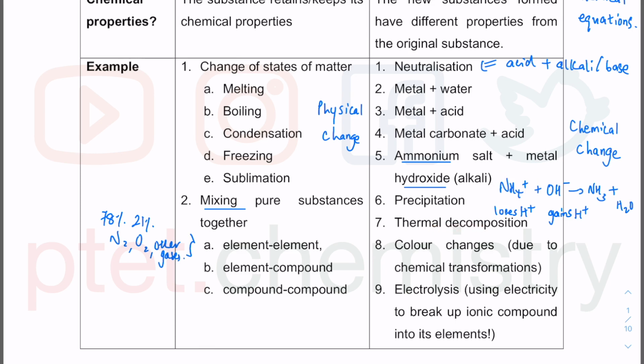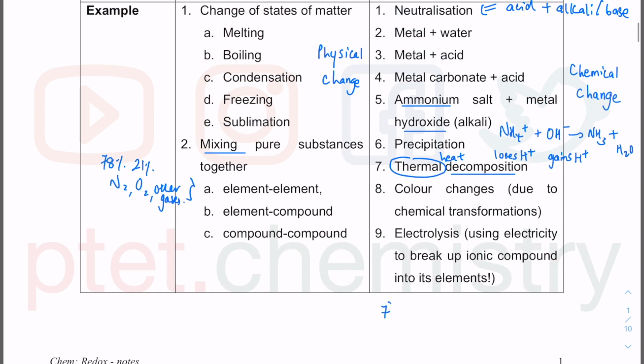Thermal decompositions. Decomposition means they break down into different stuff. So one substance could break down into two things or three things. Thermal refers to heat, so you're decomposing under heat. For example, calcium carbonate. You will learn more about this as a group 2 carbonate, calcium 2 plus CO3 2 minus.